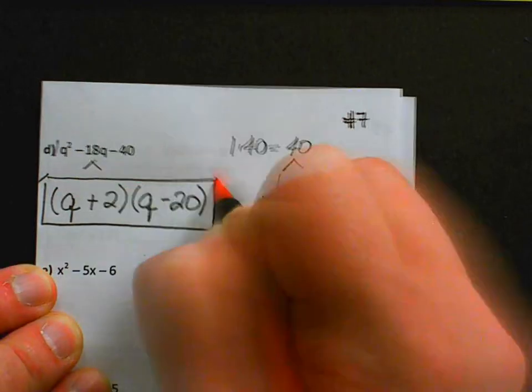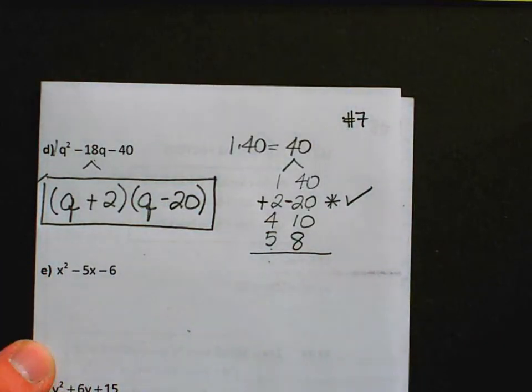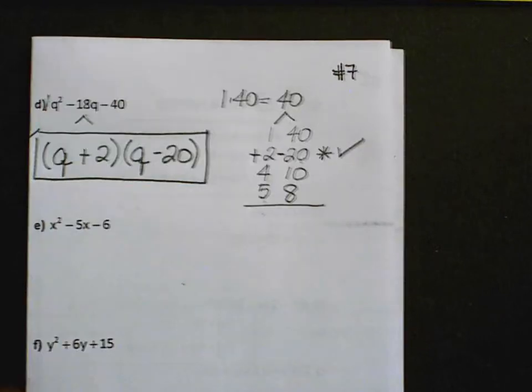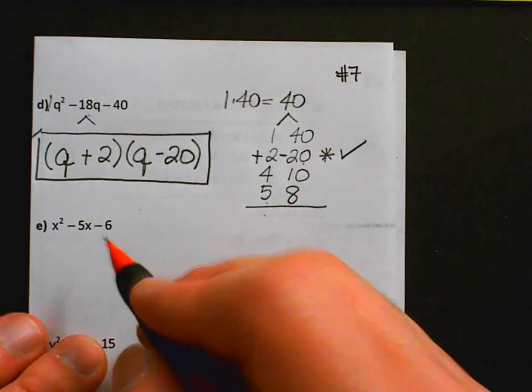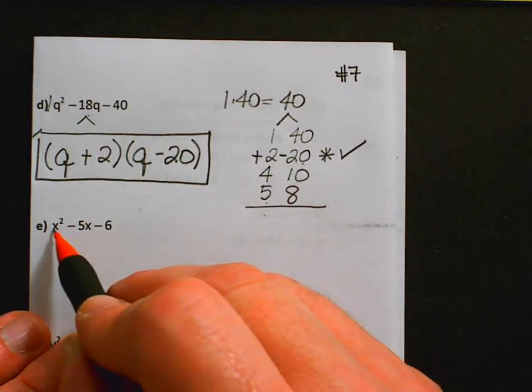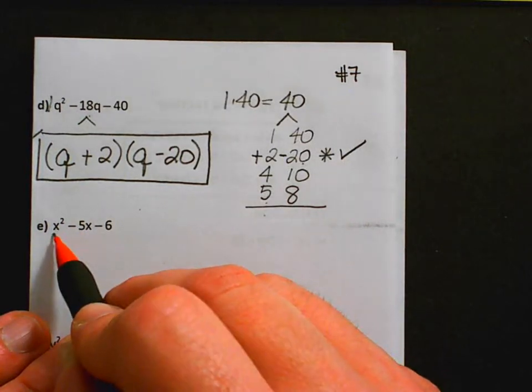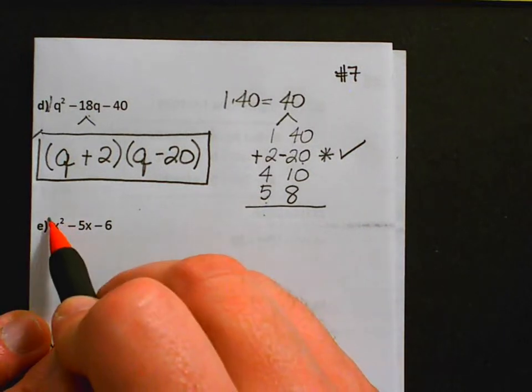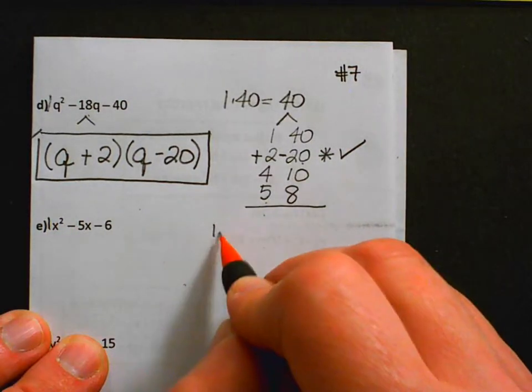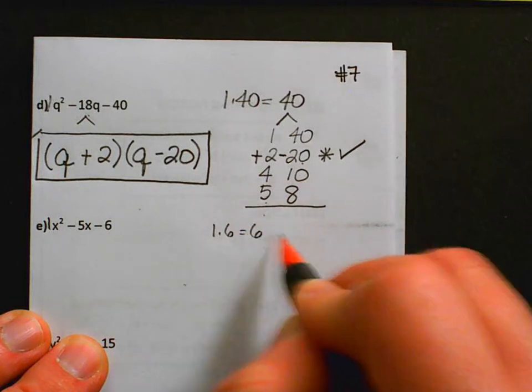Alright, let's continue. The next one is going to be letter E. And there's nothing I can factor from all three. So let's put a 1 here. 1 times 6 is 6. The numbers that give me 6 are 1 and 6, 2 and 3.